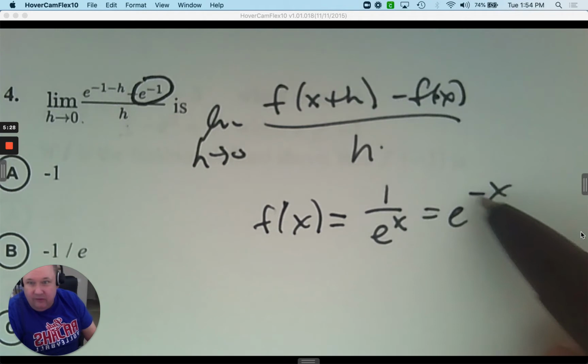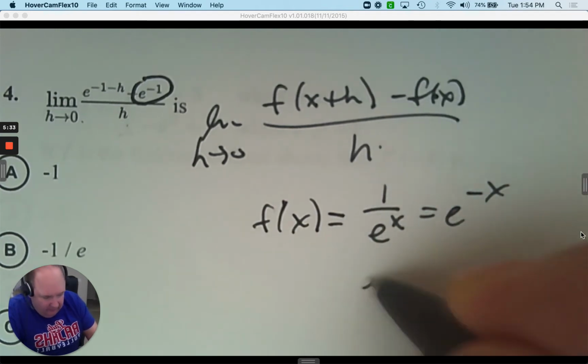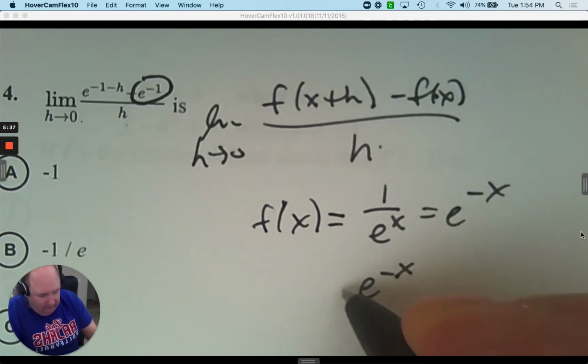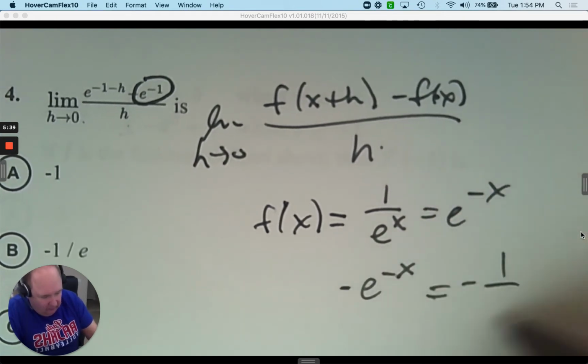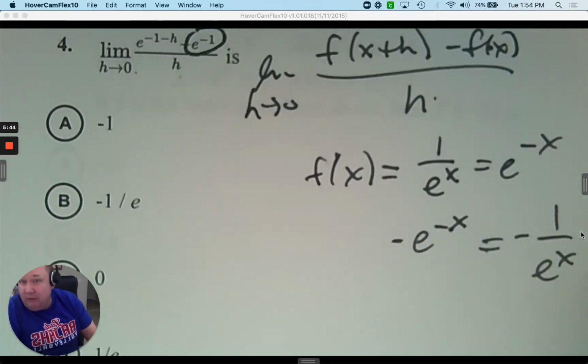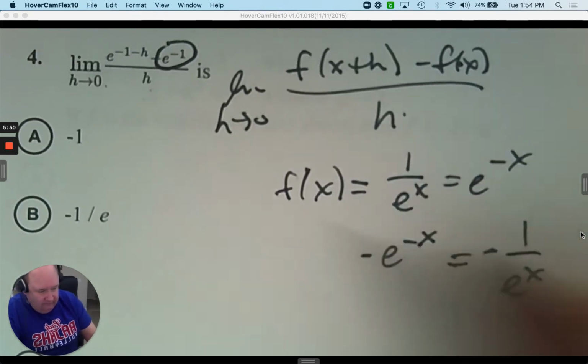And x would be negative 1. The derivative of that is you copy it, and then the derivative of negative x is negative 1. So we're looking at negative 1 over e to the x. That's what we're looking for. Or negative 1 over e, I should say. There's no x there, is there? So when we're looking at it, that's what we're looking at. Right here.